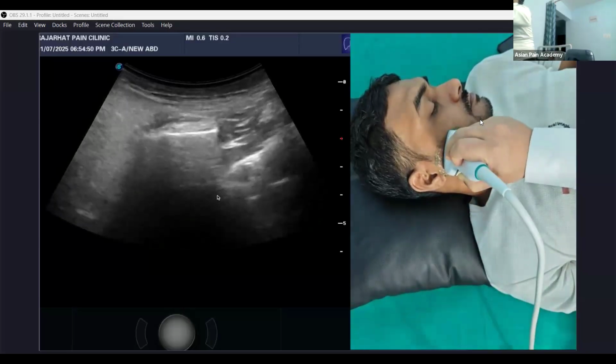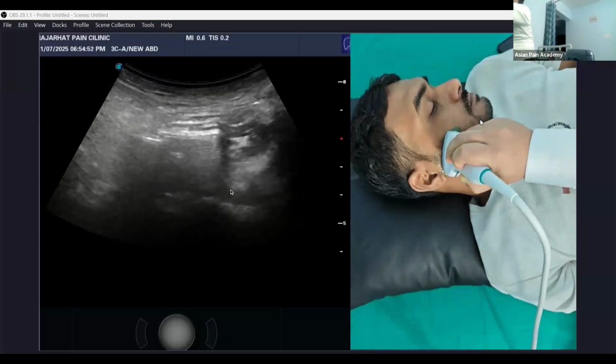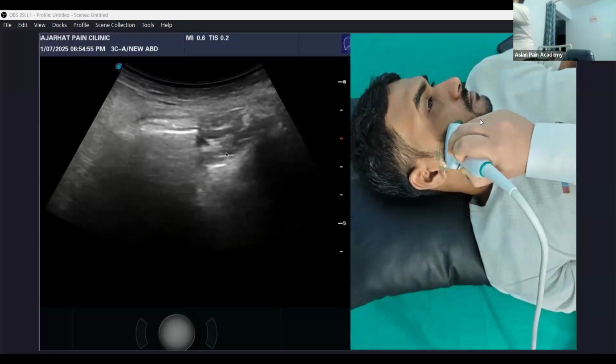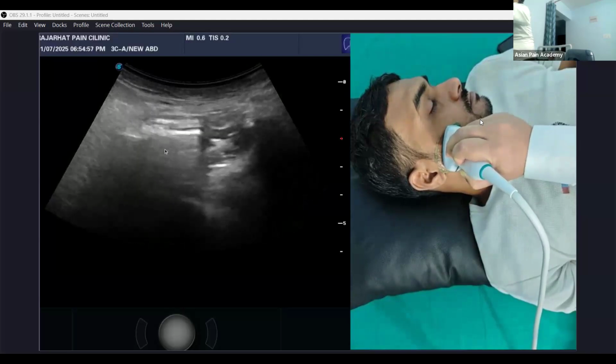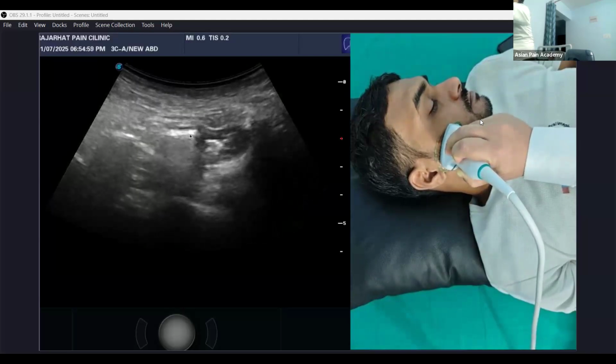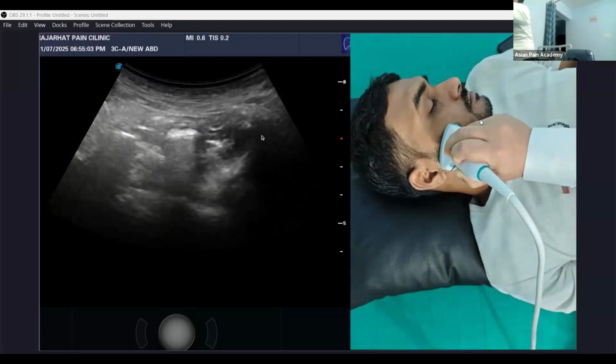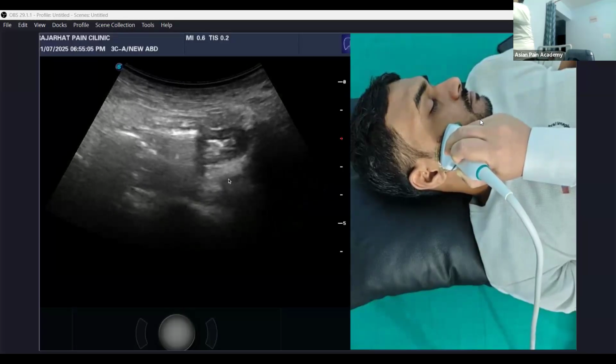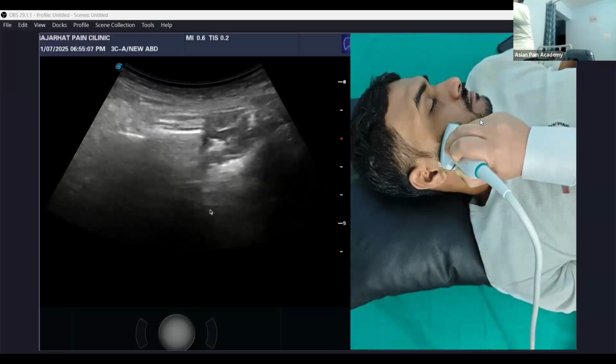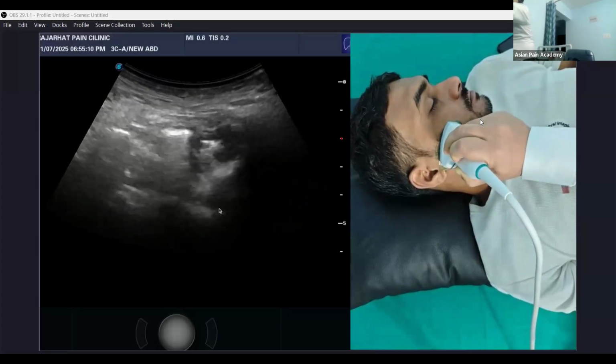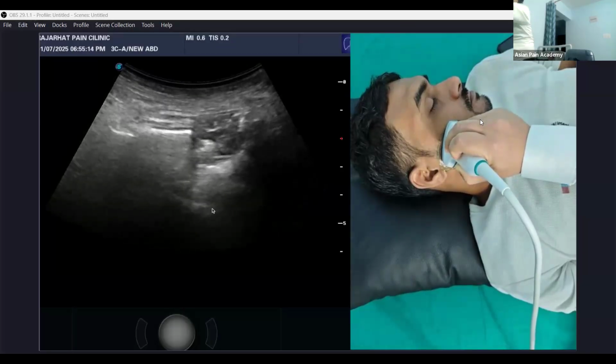then I will see the coronoid. So this one is the coronoid process, and this part is maxilla. This part is maxilla, and this part is the pterygoid plate. This part is pterygoid plate. Okay.